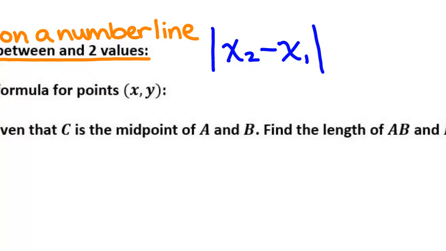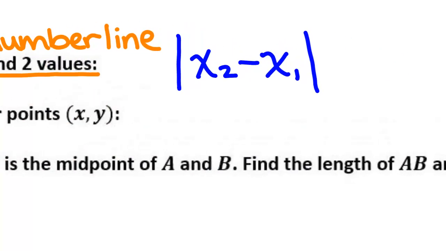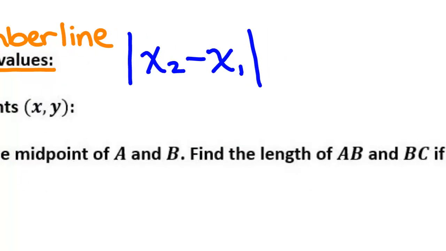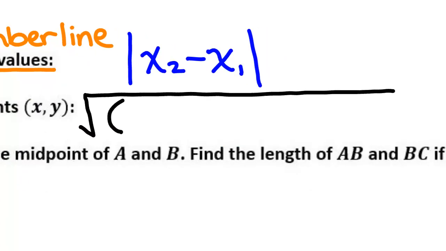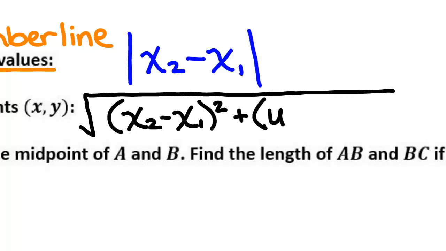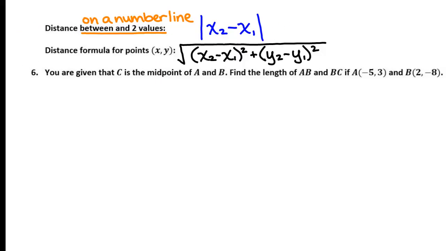If we want to find the distance between 2 points that have xy coordinates, we do our big square root. We do x2 minus x1 squared plus y2 minus y1 squared.